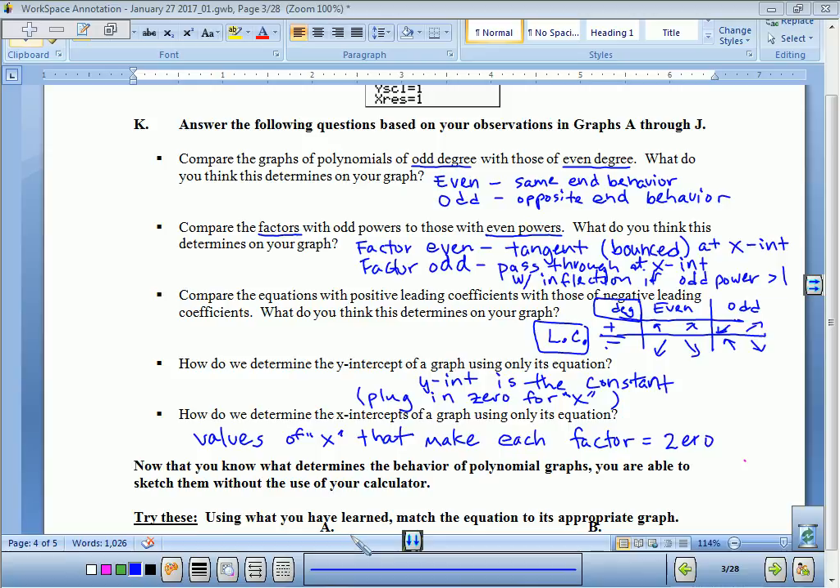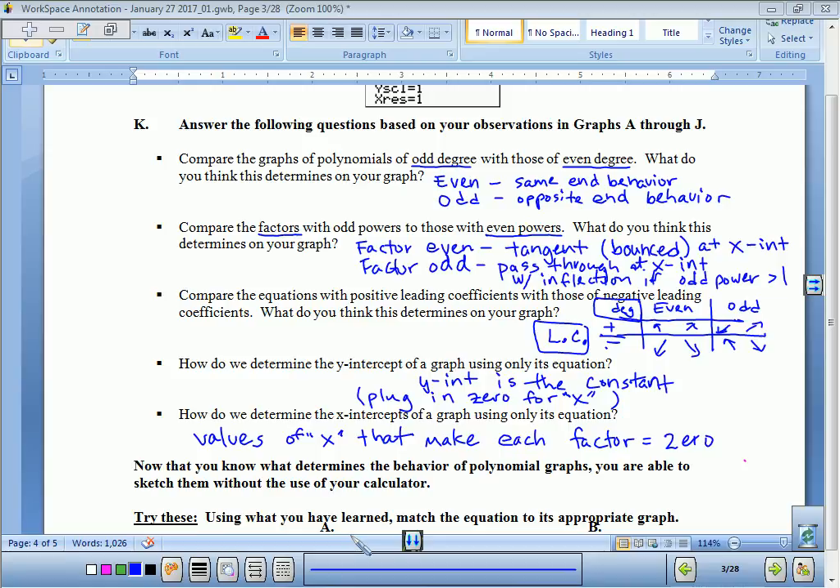Now, how do we find the x-intercepts? Those are those x values of each factor that make it equal 0. So what can I plug in for each x value for each individual factor that makes the factor equal 0? And that was our big idea from yesterday.